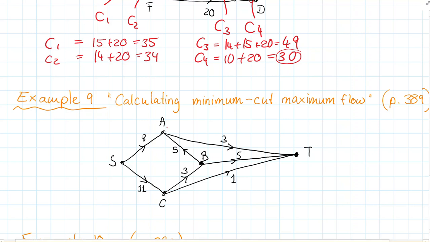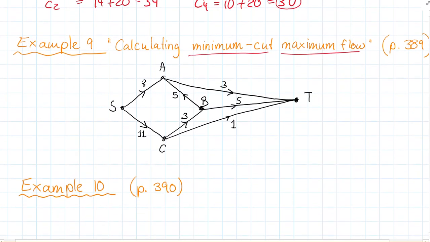So have a try with this example. You see it's worked for you in the textbook. Do the same thing, cut it wherever possible and add the numbers up, and then the lowest sum will give you the maximum flow. So the minimum cut will give you the maximum flow. And then there's also example 10 on page 930, which I want you to read through. And then I want you to have a go on exercise 9C.